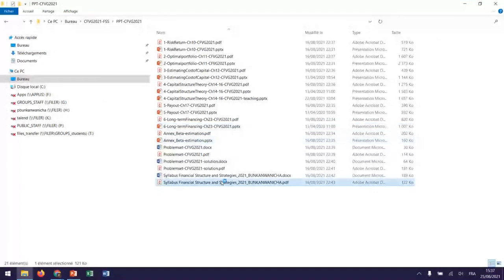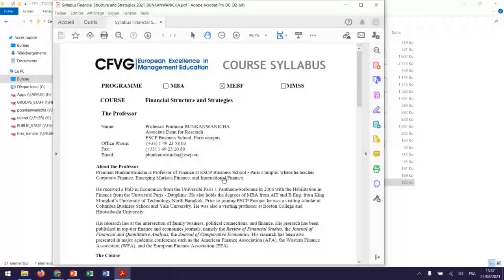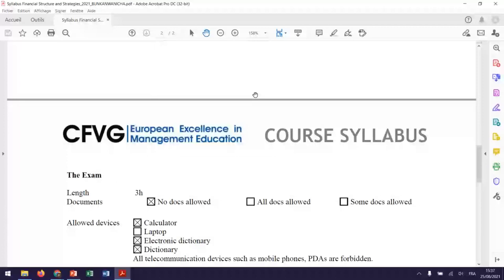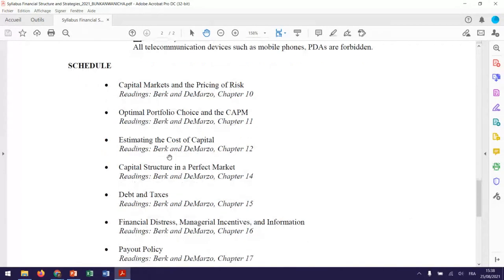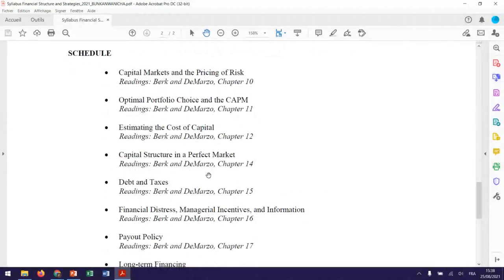what? Meaning that the exam will cover the capital market and pricing of risk, how we compute the volatility of stock, how we measure total risk, and the total risk has the idiosyncratic risk and market risk, and we learn how to optimize portfolio choice, how to choose the efficient portfolio, and the CAPM, and estimate cost of capital, cost of equity capital, cost of debt in chapter 12, and then capital structure in a perfect market, Modigliani-Miller proposition number 1, number 2 in chapter 14.